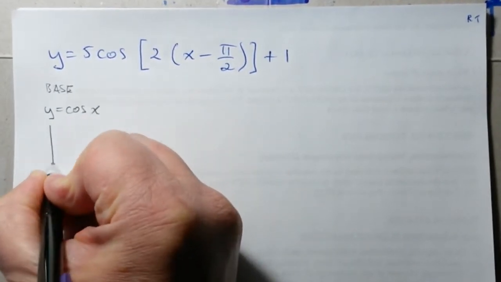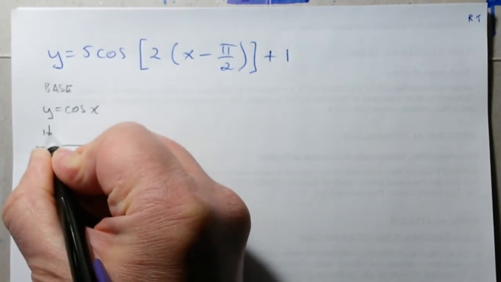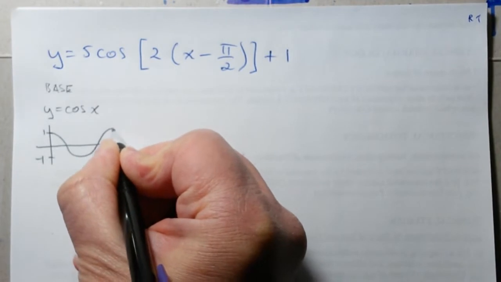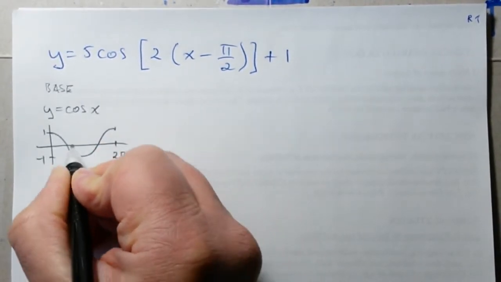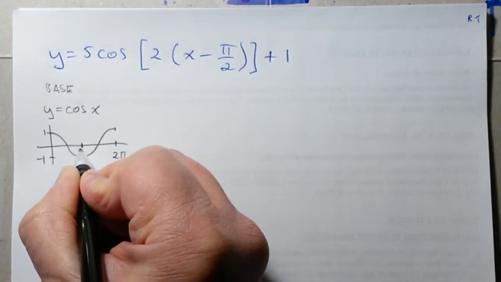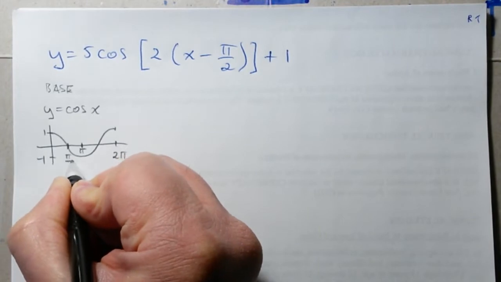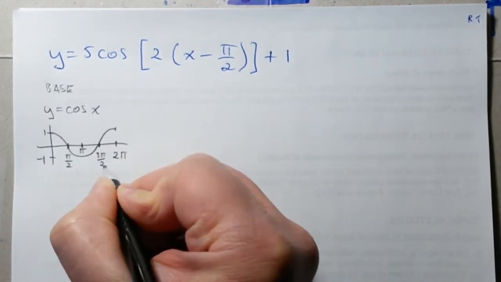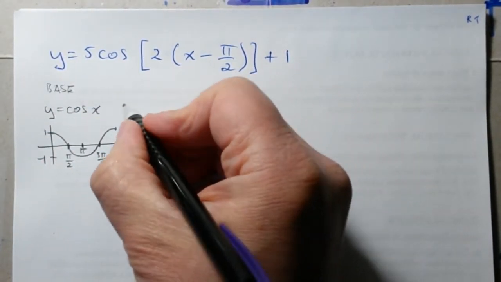So let's sketch that here on the side so that we know how it looks. We should know this by heart. It starts at the top, it goes down and it ends here, and it takes 2 pi to complete one cycle. Halfway between that will be pi. Halfway between these two would be pi over 2, and over here would be 3 pi over 2. Okay, so that's our base function. Now let's collect all of the other information.